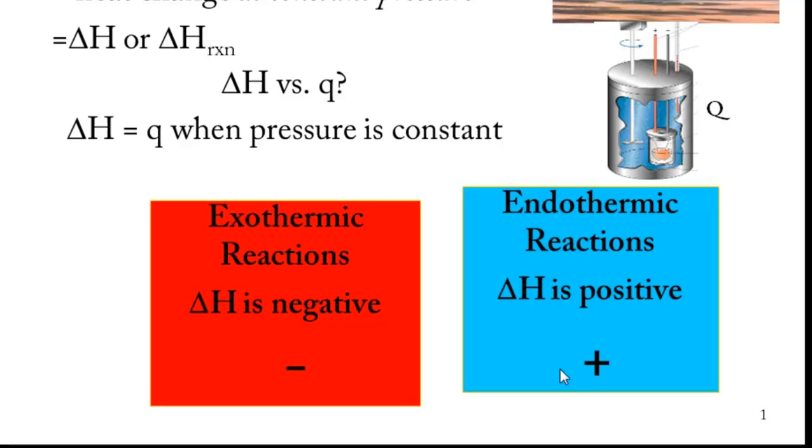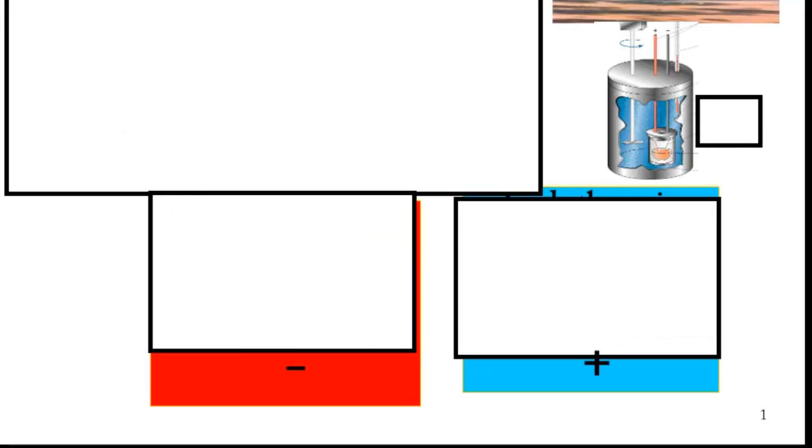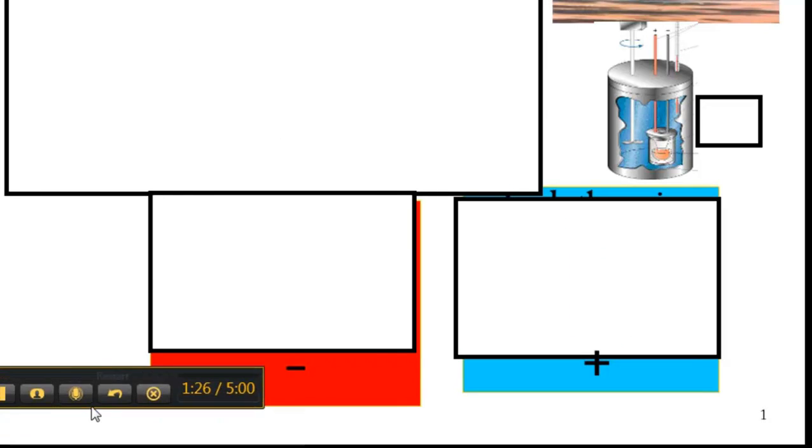An endothermic reaction, that is something that requires energy and doesn't get very hot, means you have to apply heat to the system, and for those cases, the change in enthalpy is positive. And that's just a little introduction to enthalpy.